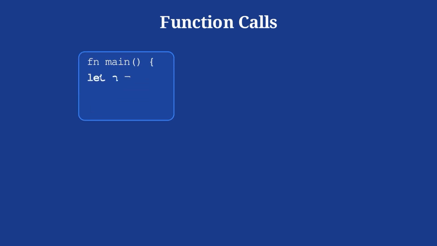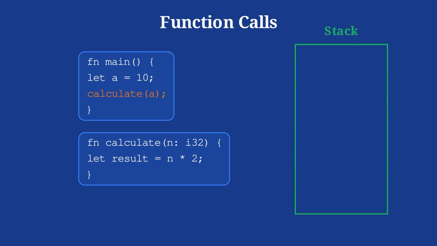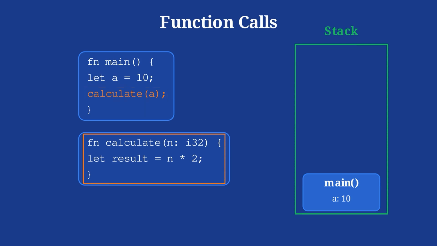This LIFO structure is also how your program manages function calls. Every time you call a function, a new stack frame is pushed onto the stack. When our program starts, the main function is called. A stack frame for main is pushed on. It contains its local variable a, which is 10. Now inside main, we call a new function, calculate. This call pauses the main function. A new stack frame for calculate is pushed onto the top of the stack. This new frame holds the parameter n, which receives the value 10, and its own local variable, result.